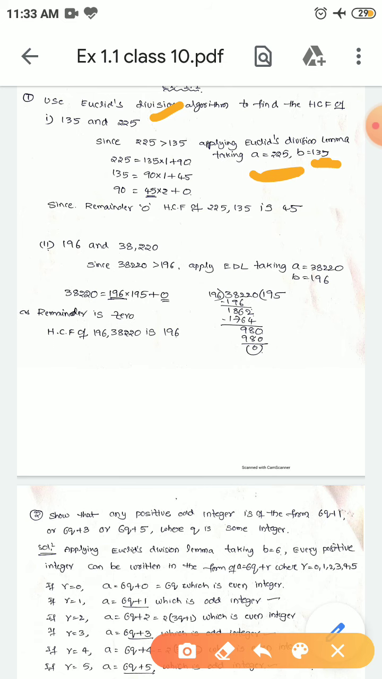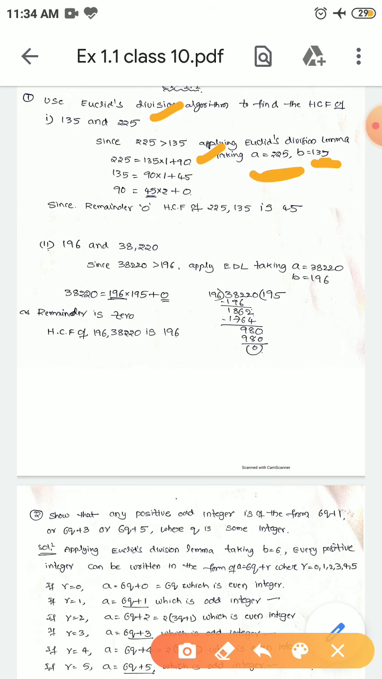Normally a is the dividend and b is the divisor. In any division process, here I have given one example of division: this is the dividend, this is the divisor, this is the quotient, and here it is the remainder. Please note down these points. Let us see, applying the Euclid division lemma by taking a equals 225, the greater number, and b equals 135. 225 can be written as 135 into 1 plus 90. Here this 90 is r, and it should be greater than 0 and less than 135.